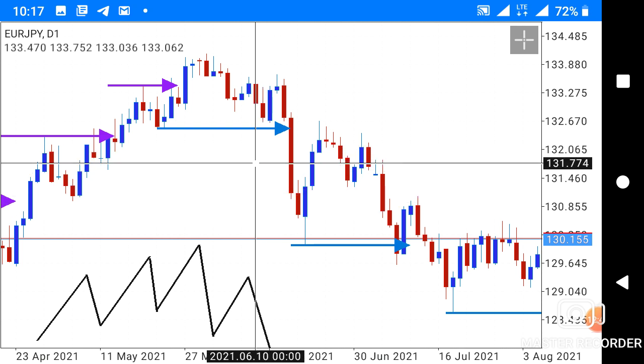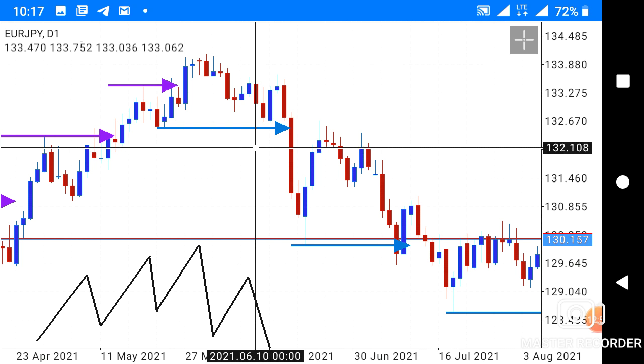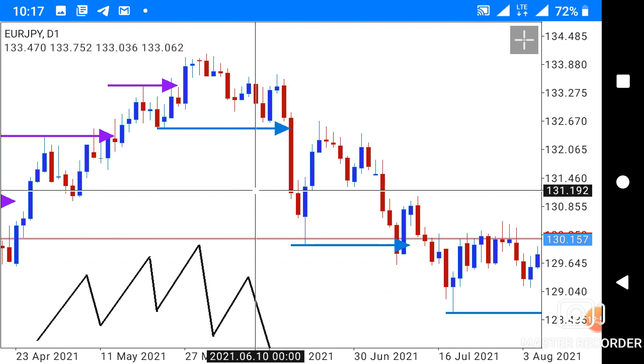I hope this helps, guys. Market structure can be very confusing, but with the points we have raised here, it will simplify things for you.